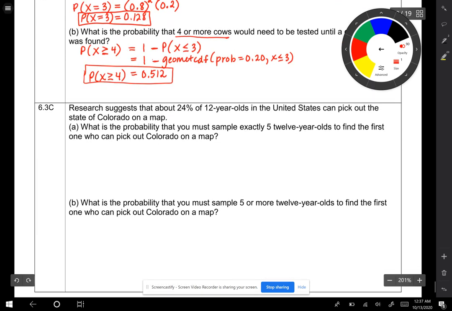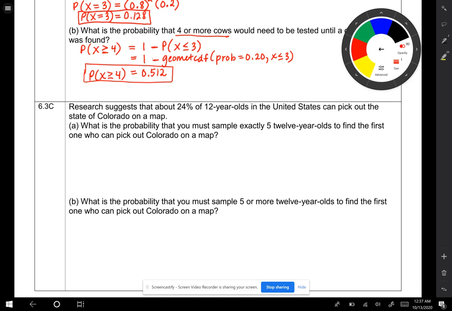Okay, last example. Research suggests that about 24% of 12-year-olds in the U.S. can pick out the state of Colorado on a map. A, what is the probability that you must sample exactly 5 12-year-olds to find the first one who can pick out Colorado on a map? When we see that word until, or you must find the first one, you keep doing it until you get that success.